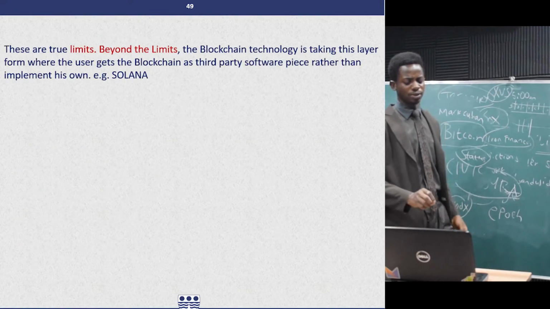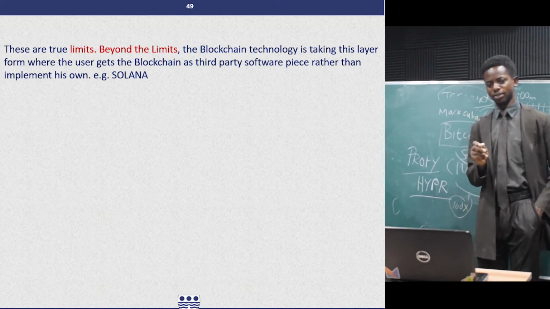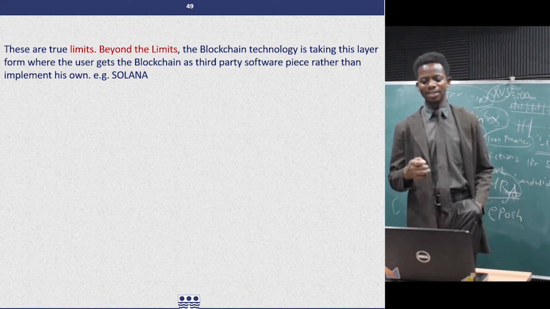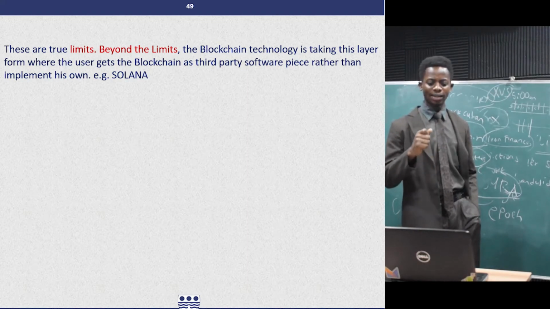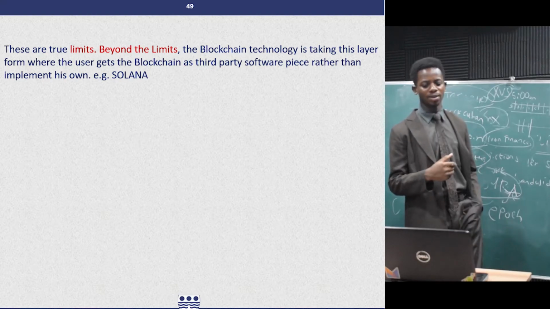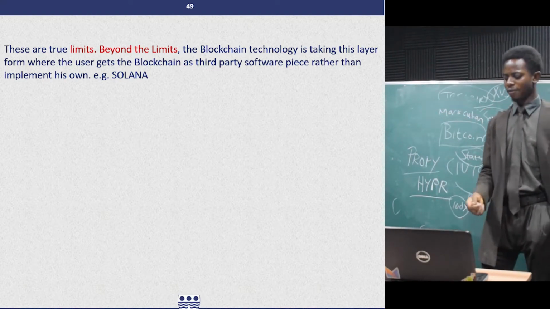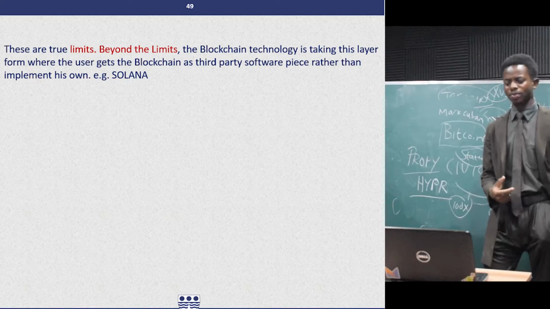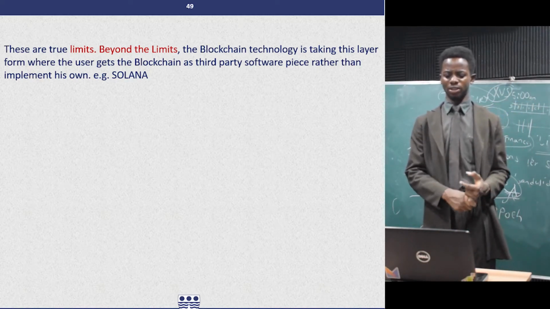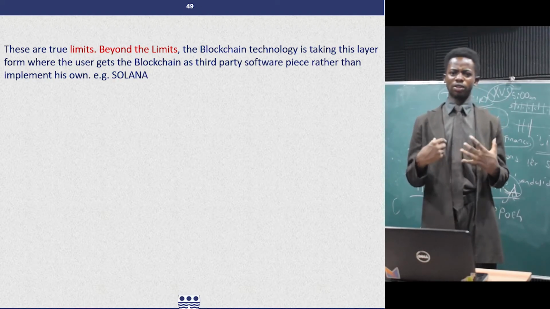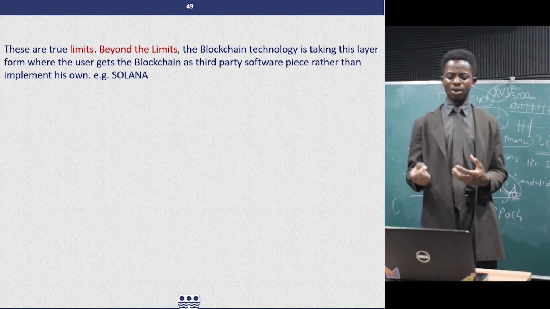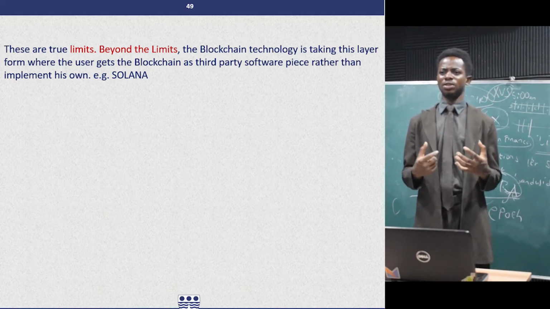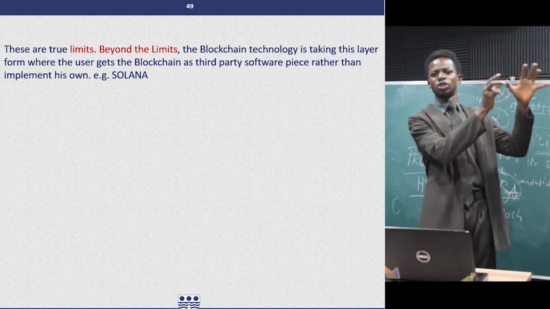So now, I have a note there that says, these are true limits. Beyond the limits, blockchain technology is taking a layer form, where the user gets the blockchain as a third-party software piece rather than implementing its own. Remember we said there are all these limits: bad reputation, lack of awareness, lack of clarity, inefficient technological design, inadequate skill set, speed of operation, cost, privacy. The way people are beginning to approach it is to have a company that does blockchain, that's what they do.